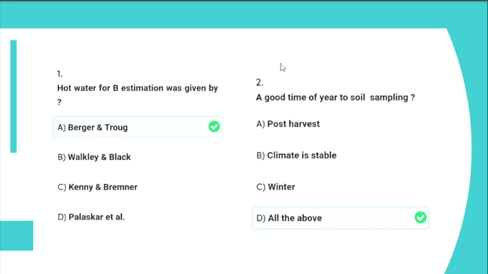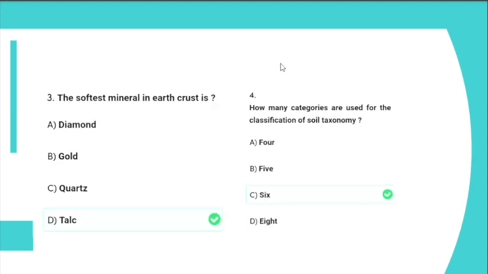So the first question is: hot water for boron estimation was given by? The answer is option A, Berger and Truog. And next question: a good time of year for soil sampling is? So here all the options are correct.